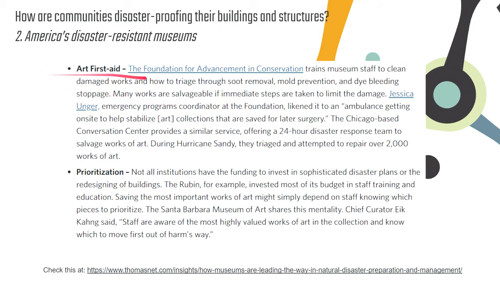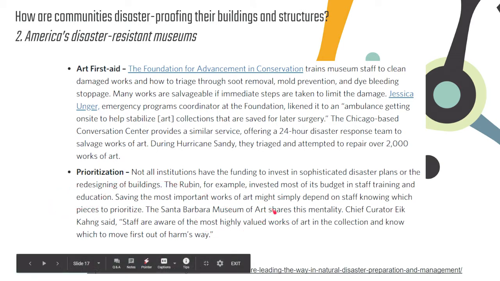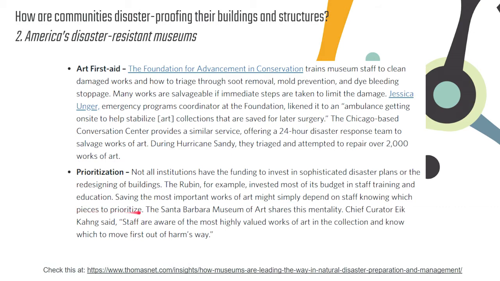Then Art First Aid: the Foundation for Advancement in Conservation trained museum staff to clean damaged works and to make them as fire resistant as possible. Then to repair works of art, prioritization. Not all institutions have the funding to invest in disaster plans. However, that includes training of their staff, staff knowing which pieces to prioritize in case of a disaster. So maybe our National Museum can also look into this, or maybe they already have a program in place. That's very interesting.